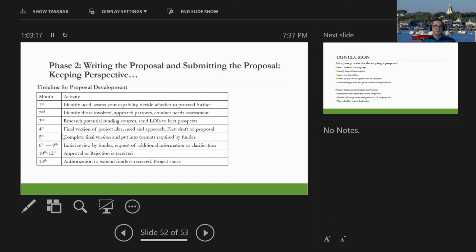So fourth month, final version of the project idea, need and approach, first draft of the proposal. Fifth month, complete version, fit in formats required by the funder. And then the 6th through 9th, kind of what we were talking about with the question earlier, initial review, request for additional information or clarification. 10th through 12th, so now we're getting into a year. This breakdown is long. In the real world, I've never taken a year, so 12th month, approval or rejection is received.